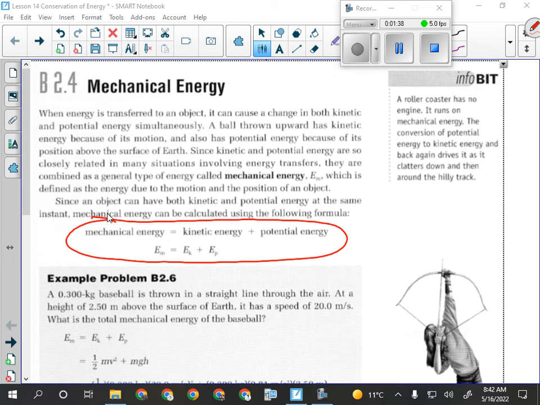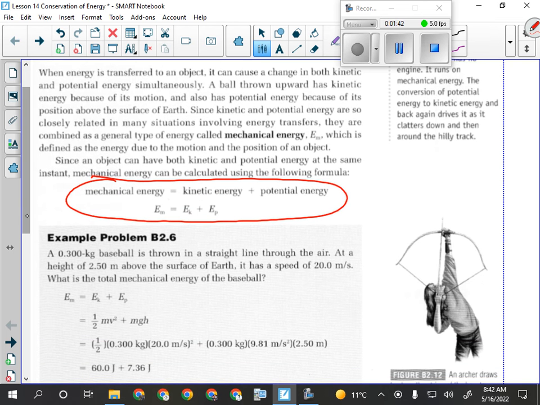So we simply calculate it by adding those two things together. So EM equals EK plus EP, which would further be expanded to look like this: 1/2 mv squared plus mgh. That would calculate for me the total mechanical energy of an object or system.